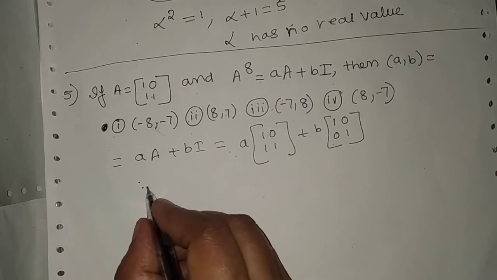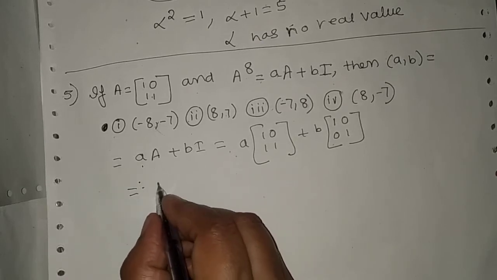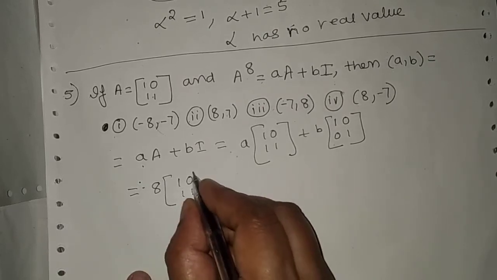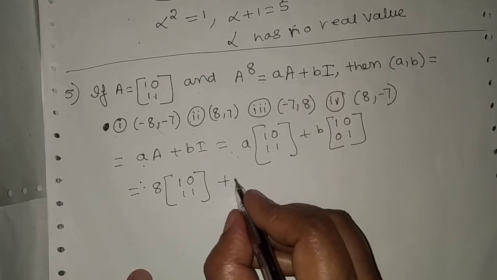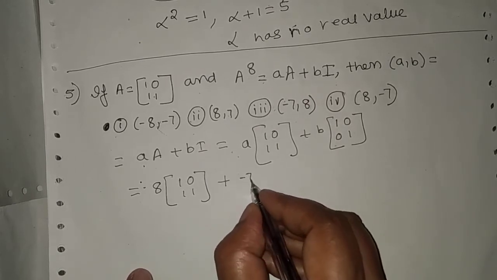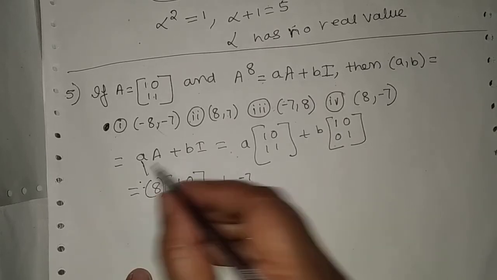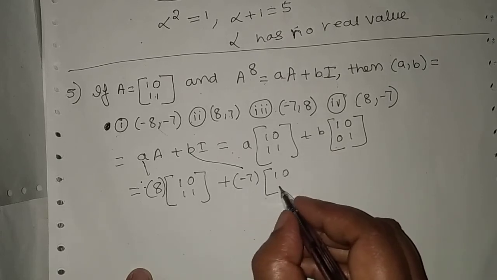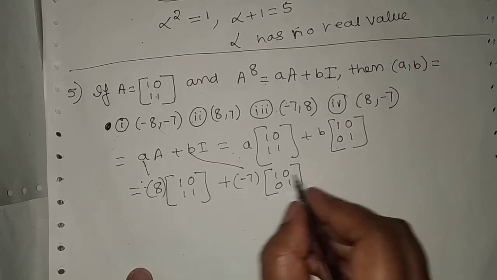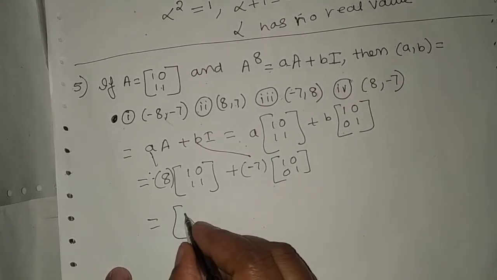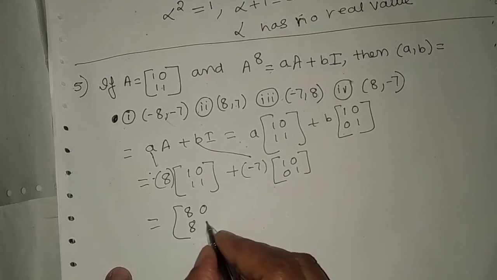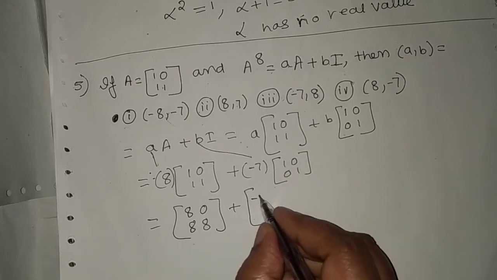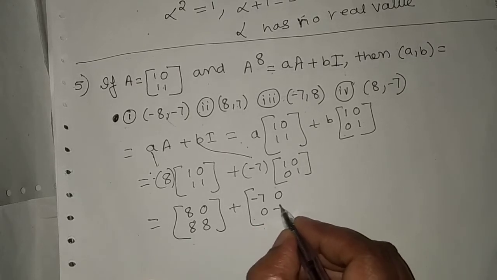That is, I am taking A as 8, 8 into 1 0 1 1, this matrix, plus B I have taken as minus 7. So A is this element and B is this element. Minus 7 I have taken, then followed by the identity matrix 1 0 0 1. Then multiply this. Multiplying we get 8 0 8 8 plus multiply this also, we'll get minus 7 0 0 minus 7.